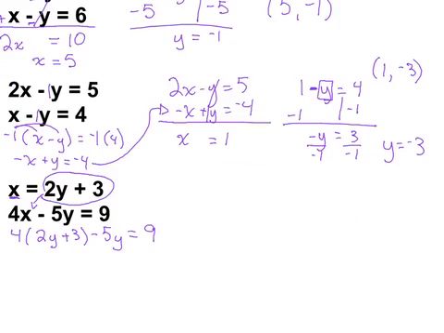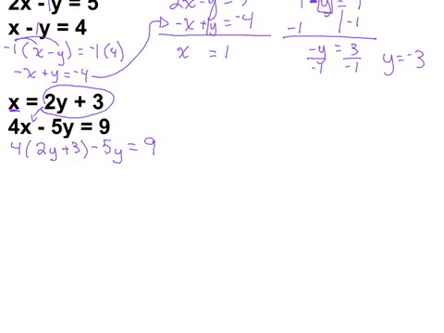Let's make a little more room here so we can see what's going on. All right, now I need to distribute that 4 so that I get 8y plus 12 minus 5y is equal to 9. Well, now it's just a multi-step equation that I need to solve for y. I've already gotten rid of my parentheses. That was my step 1.